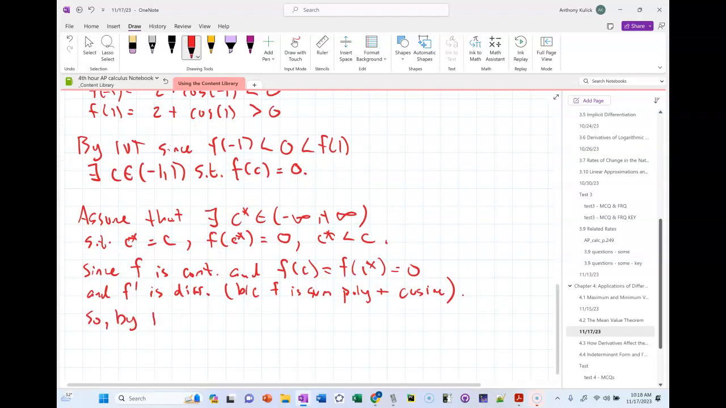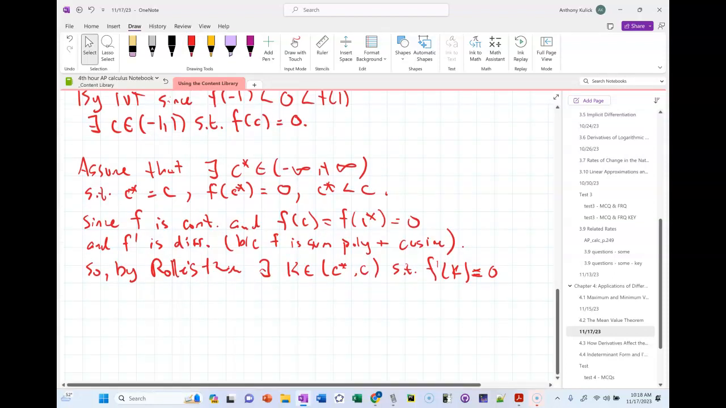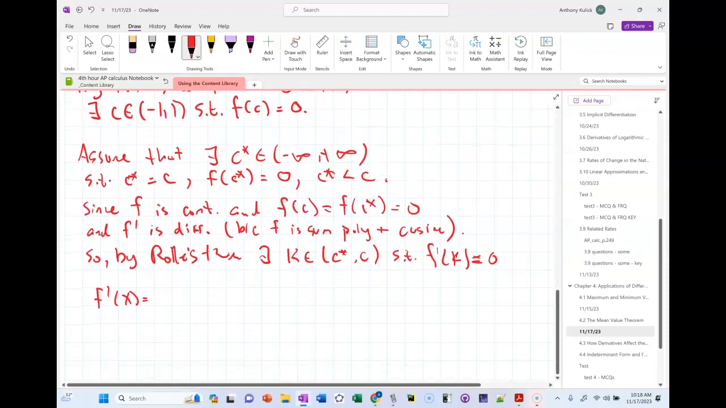So by Rolle's theorem, there exists some k between c star and c such that f prime of k is equal to 0. So let's check out what f prime is. What was that? It was 2x plus cosine, so it's going to be 1 minus sine x.